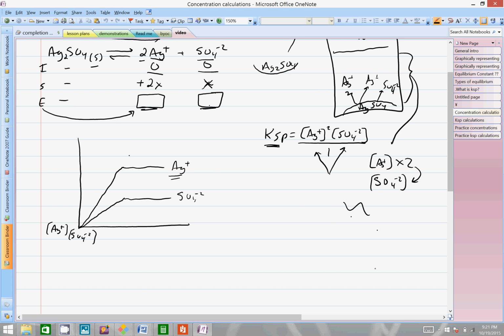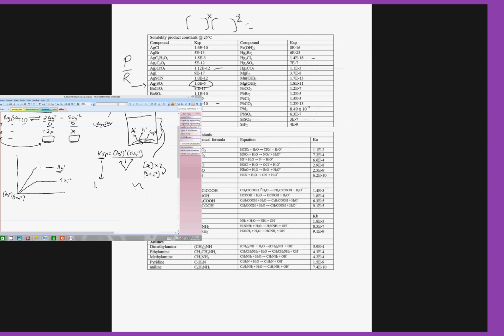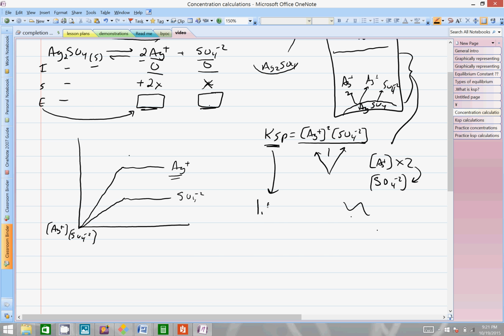Alright, so again, smaller numbers equal less solubility, and we showed that on the previous slide. So what do I do here? Giving me my Ksp, which is going to be equal to 1.0 e to the negative fifth. It is going to equal the concentration of each of these guys.